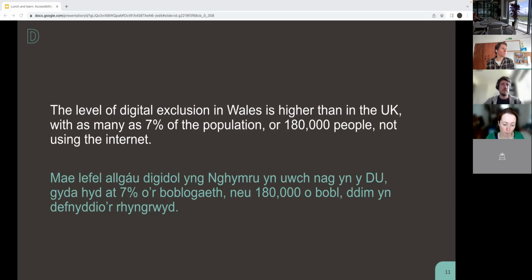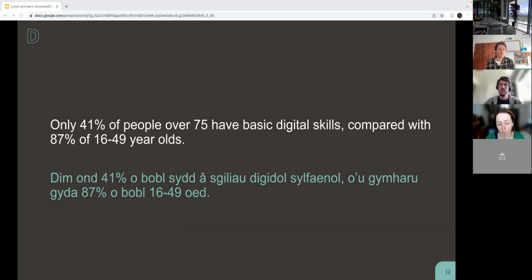And going on to the next slide, that means 41% of people over the age of 75 have basic digital skills. So we have to be very mindful about making assumptions for people's abilities when using our services in a digital way. And the next slide.